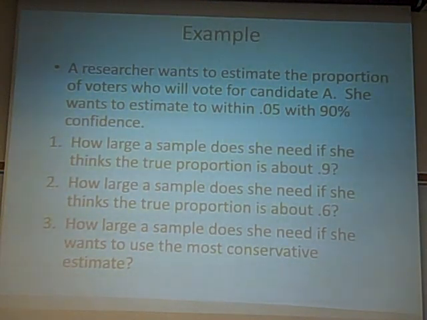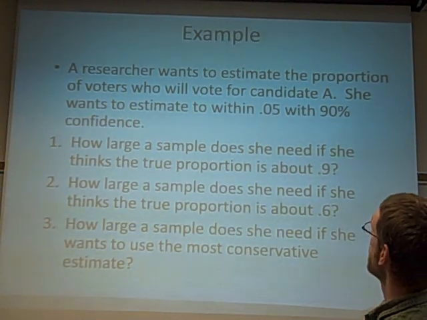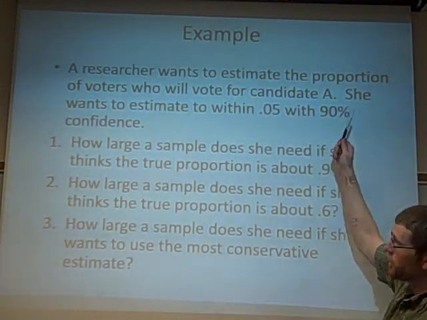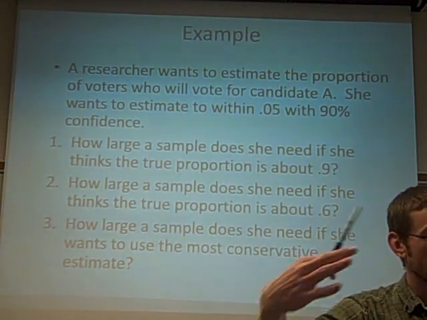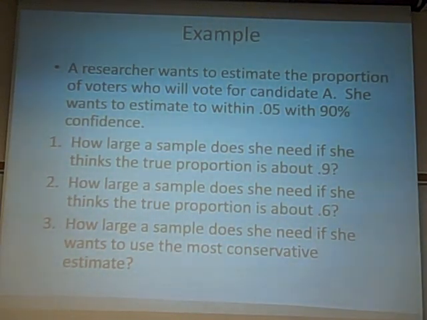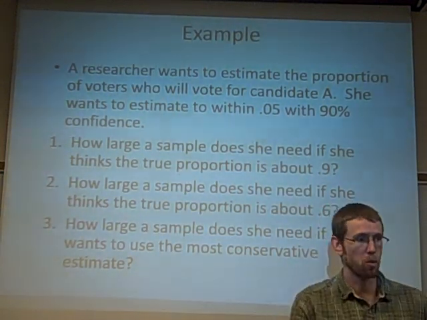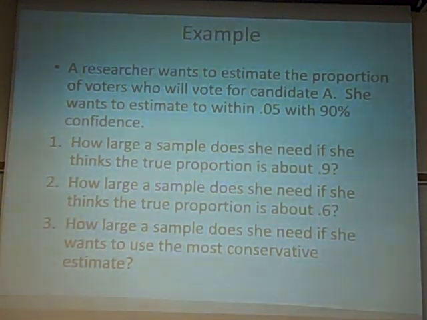A researcher wants to estimate the proportion of voters who will vote for candidate A. She wants to estimate to within 0.05 with 90% confidence. So 90% confidence, that just means we're going to do a 90% confidence interval. That's going to give us the critical value, right? When it says we want to estimate to within 0.05, we want to estimate the proportion to within 0.05. What am I giving you there?